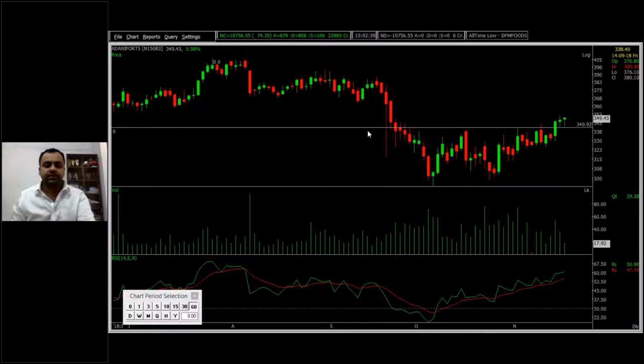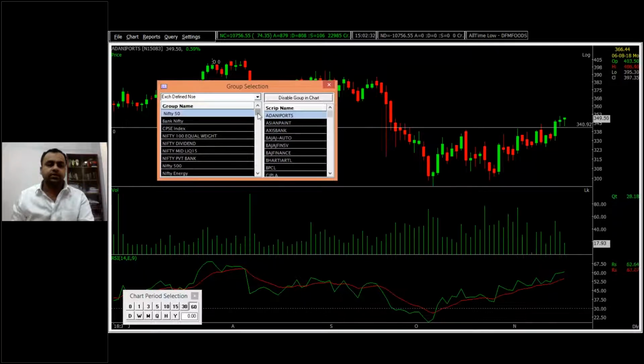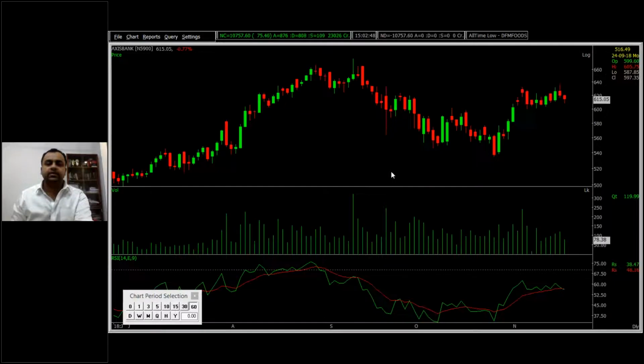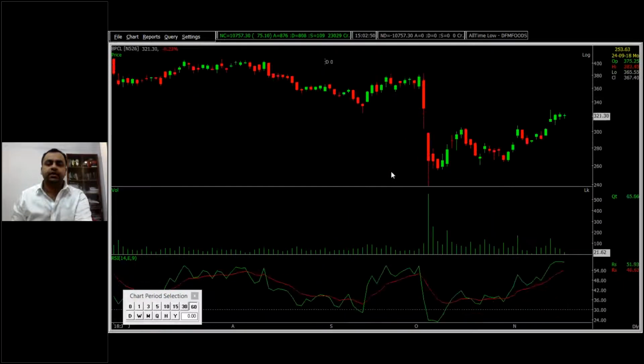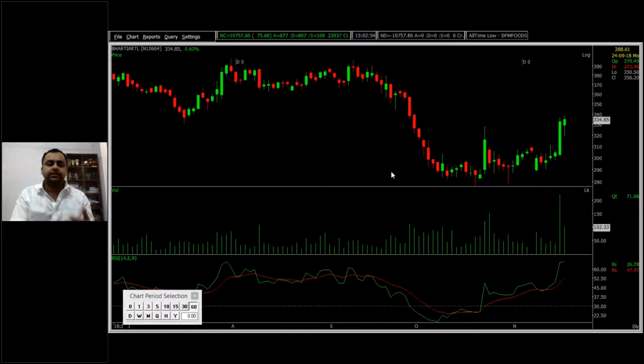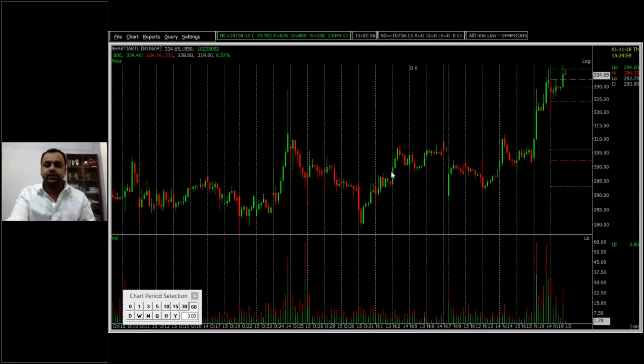Like, for example, I just press groups and I go to the groups. I can simply go to any group of stocks. Suppose I go to the Nifty 50. I'll go here. The first stock has come. Now I click the down arrow button and I can browse through stocks very quickly. So I can see interesting things happen as I browse stocks very quickly.